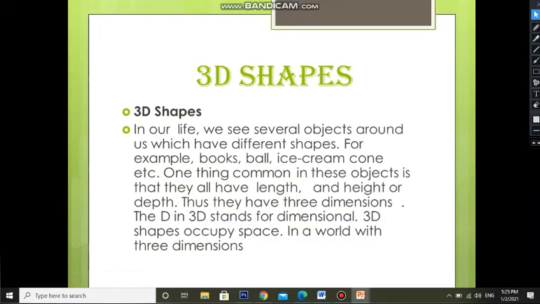In our life, we see several objects around us which have different shapes. For example, box, ball, ice cream cone, etc. One thing common in these objects is that they all have length and height or depth. Thus they have three dimensions. The D in 3D stands for dimension. 3D shapes occupy space, in a word, with three dimensions.